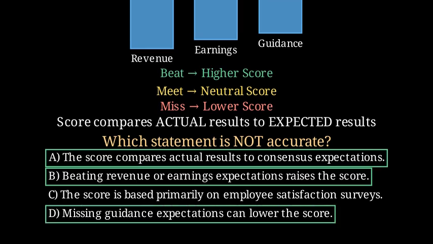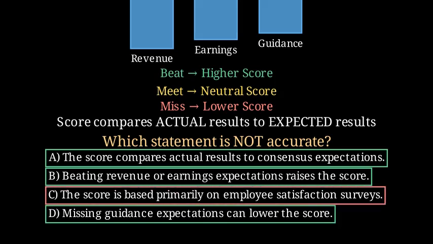Now statement C says the score is based primarily on employee satisfaction surveys. That does not align with the investor expectations standard. This standard is about financial expectations and results, not internal culture metrics. Therefore, statement C is the one that is not accurate.